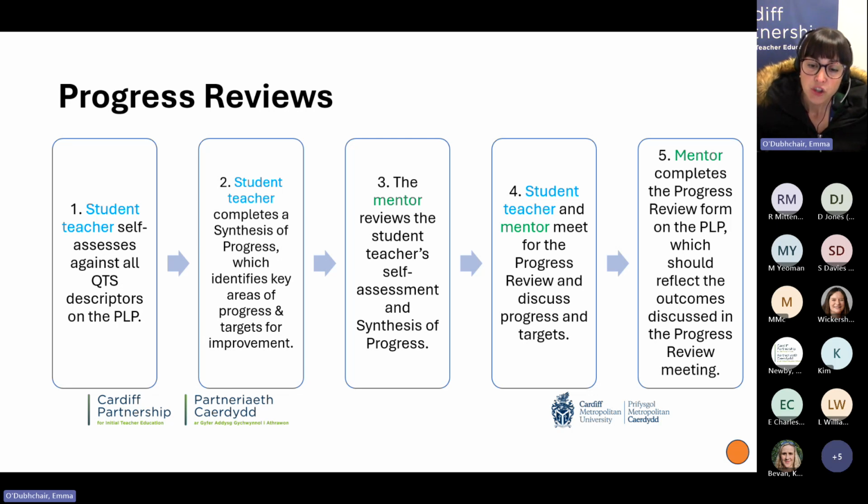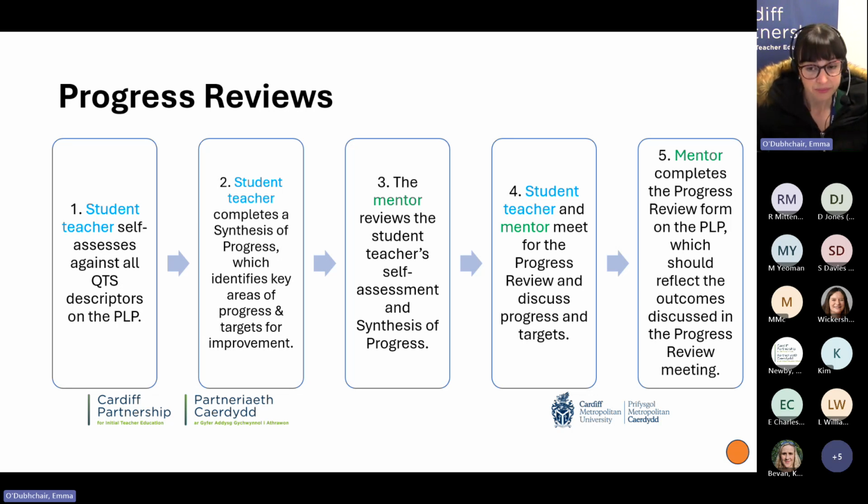What should happen at the end of that meeting is that you work with them on those targets. Have a look at the targets they've written for themselves. If you think that they've missed anything, or that they need to add something, or reword something, then you can ask them to do that, so they're really clear going forward into the next progress review. At the end of that process, you will complete the progress review form on the PLP, which should reflect the outcomes that you've discussed in the meeting.